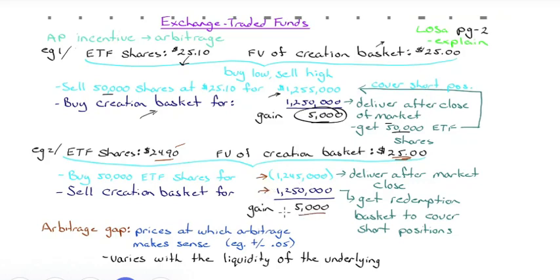a gain of $5,000. At the end of the day, we'll take these 50,000 ETF shares that we bought and we'll deliver them to the ETF sponsor, who will then deliver us all the shares in the redemption basket. And since we sold all those shares short, we get them, and that will cover our short position. End result is we make $5,000.